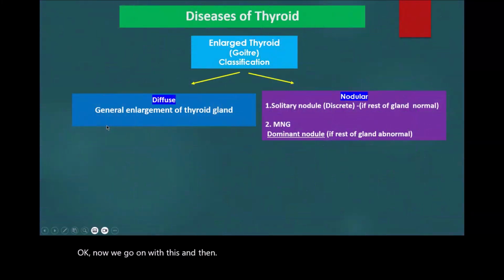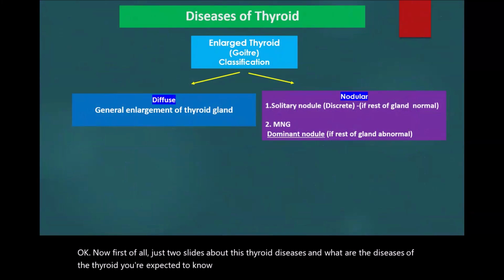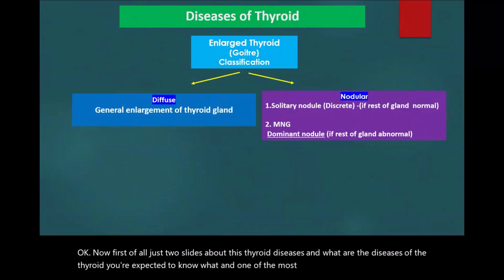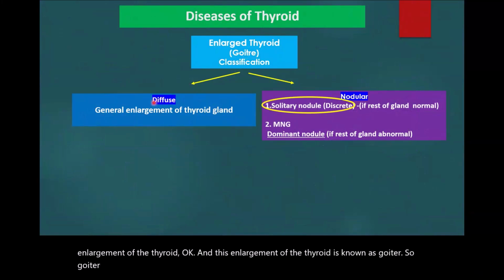Okay. Now, first of all, just 2 slides about these thyroid diseases. What are the diseases of the thyroid? You are expected to know. One of the most common diseases is enlargement of the thyroid. Okay, and this enlargement of the thyroid is known as goiter. So goiter, there are 2 types, diffuse goiter and nodular goiter.